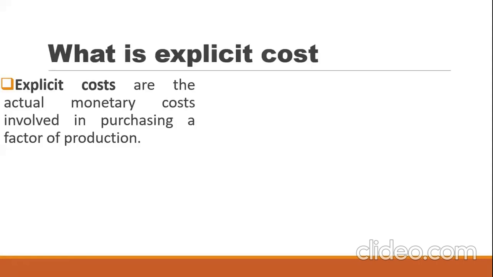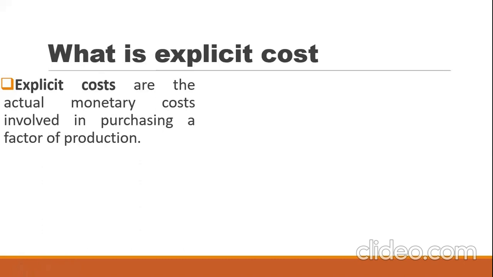Explicit costs are the actual monetary payments. So you are running a business and you have to incur a lot of costs, such as paying your workers, buying your materials, paying rent, paying electricity. Those are explicit costs, and those are actual monetary costs. They have monetary value.